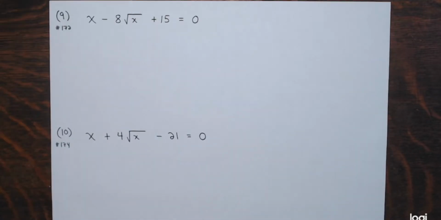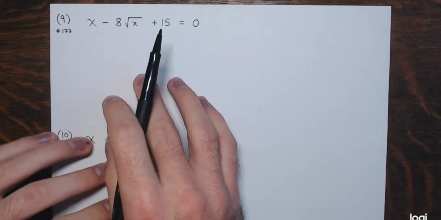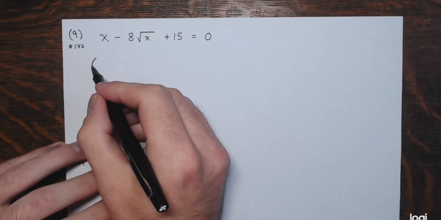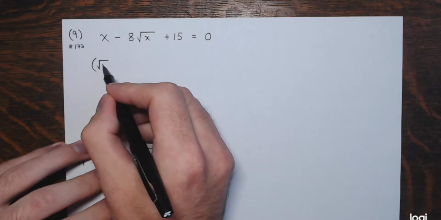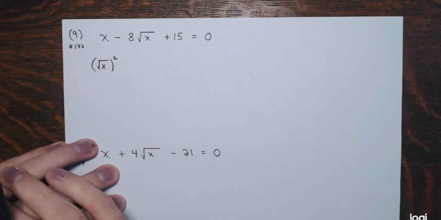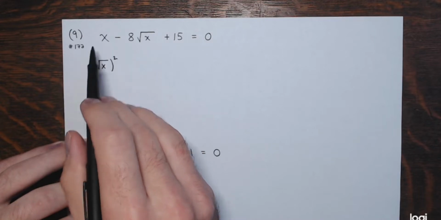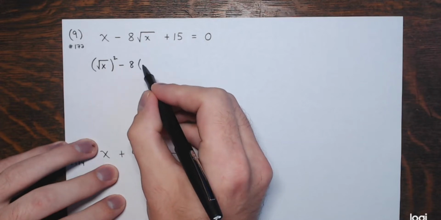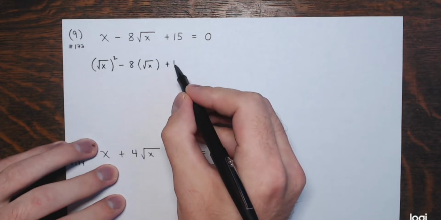Now, in this video, we're trying to see these things as quadratics. The square root of x is the square root of x. X to the first here is the square root of x squared, is it not? Hopefully that rings a bell. The square root of x squared is x. And then you have minus 8 times the square root of x to the first, and then plus 15 equals 0.